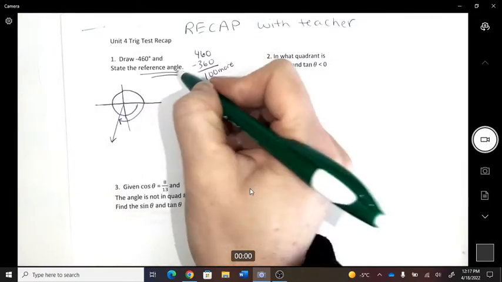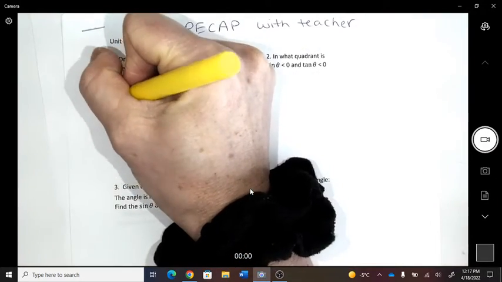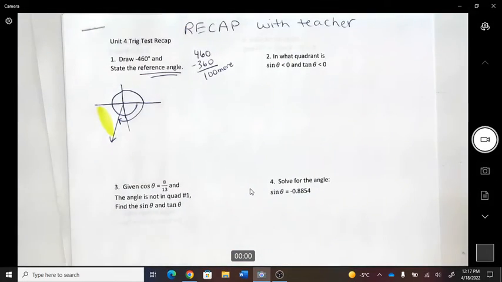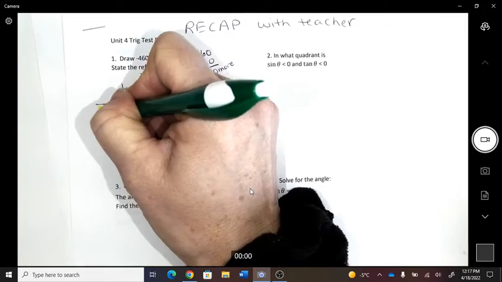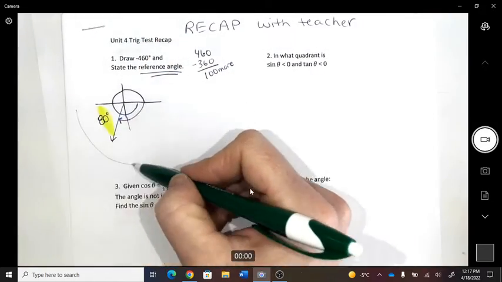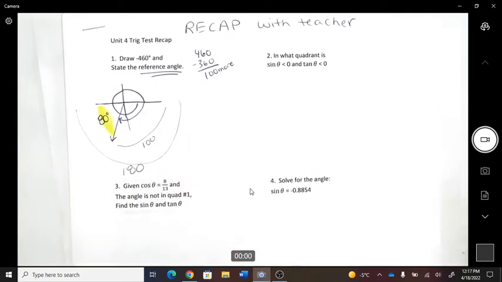State the reference. Okay, so from where I am right now, how much space is there from me to the closest x-axis? What I want to know is how much distance there is from me to the x-axis right there. And did you get 80 degrees? Because this is 180, this is 100, so if I subtract them, that's what I did in my head. 180 subtract 100.